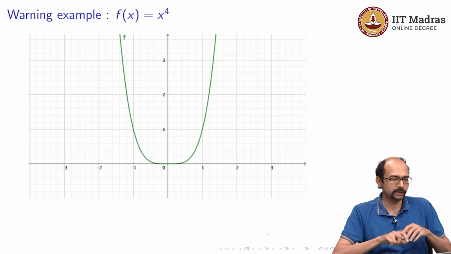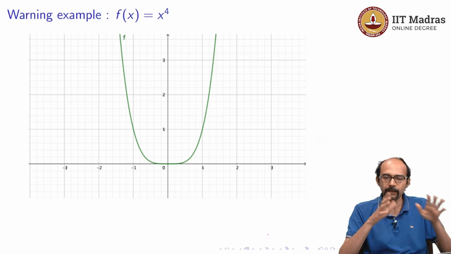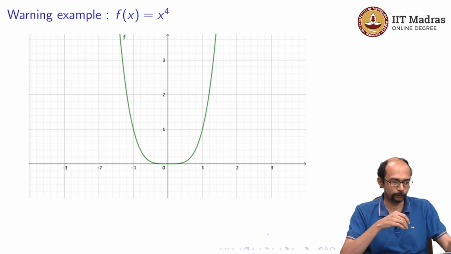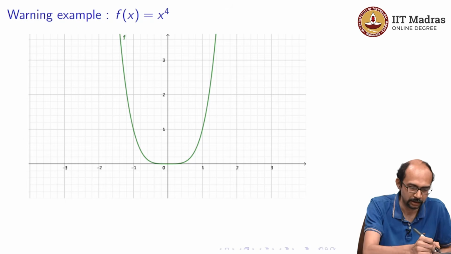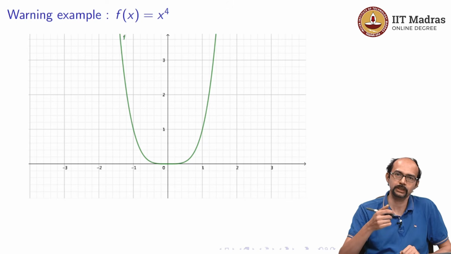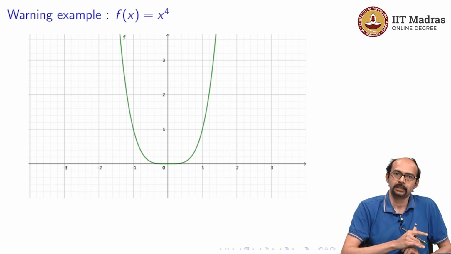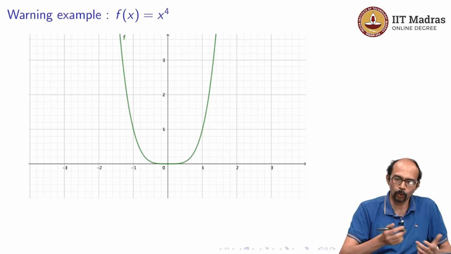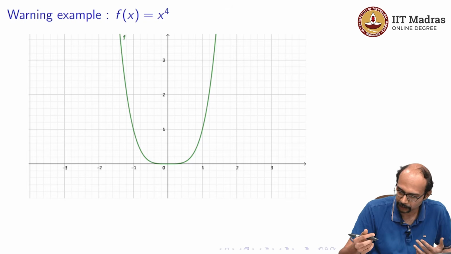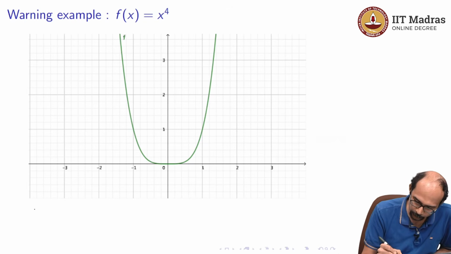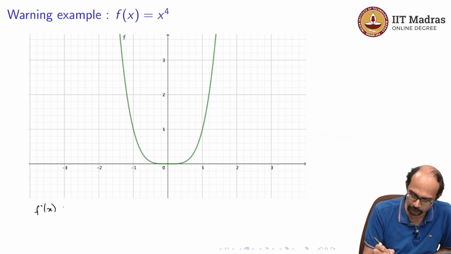Okay. So, let us end with this warning example. So, if you have f of x is x to the power 4, clearly 0 is a global minimum, but what happens, I mean what does our test give us? So, in particular it is a local minimum. So, we hope that it will show up in the test.